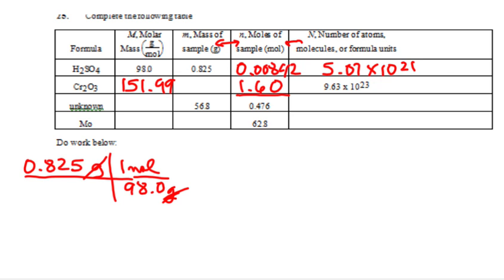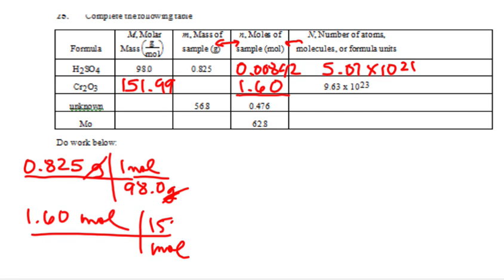So how am I going to find grams? I have moles, right? 1.60 moles. And I know that for every 1 mole, I have 151.99. So I'm going to multiply by that molar mass. And to 3 sig figs, I get 243 grams.